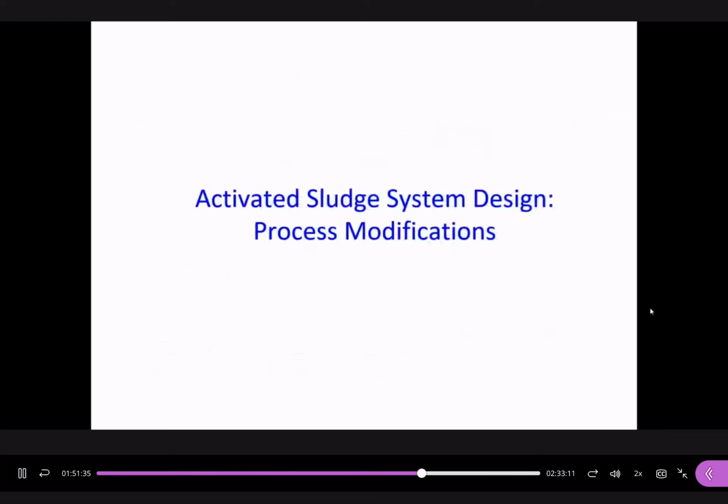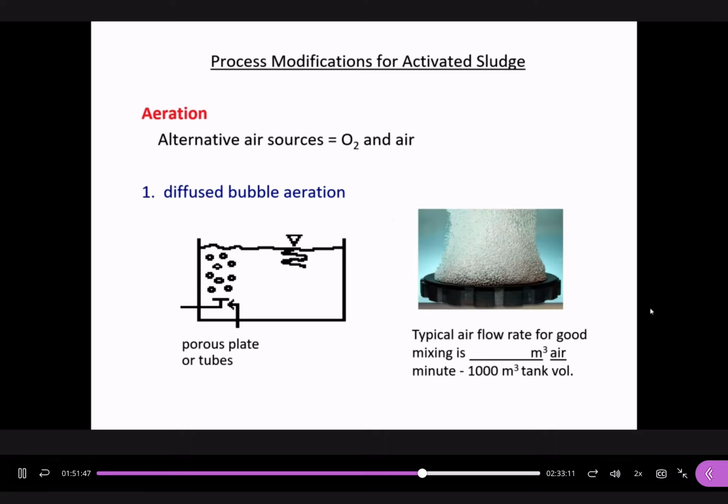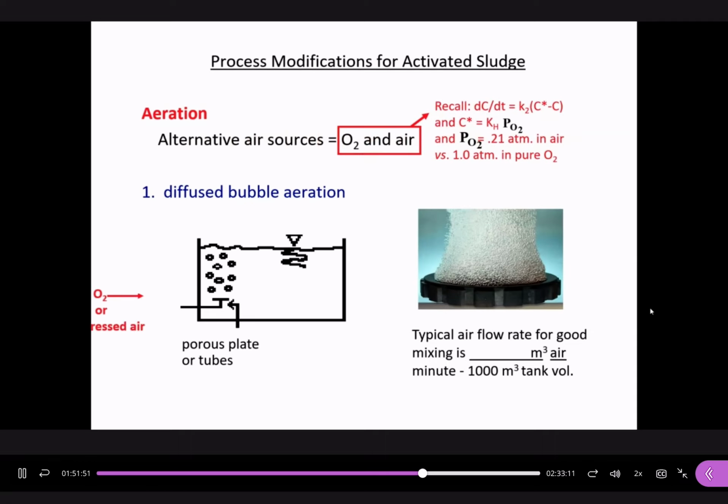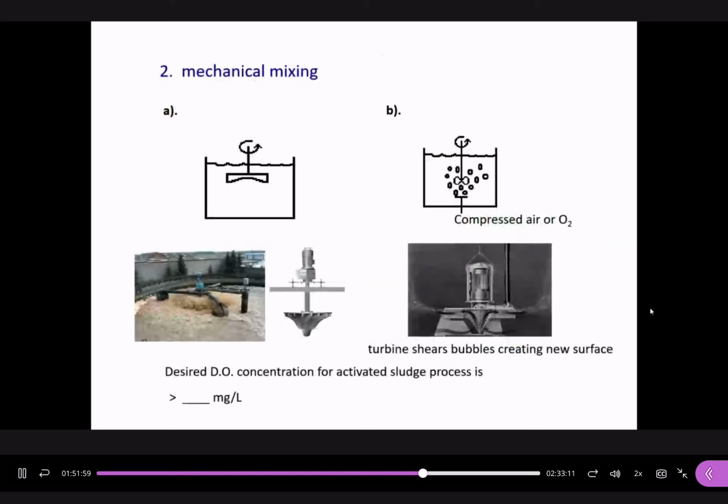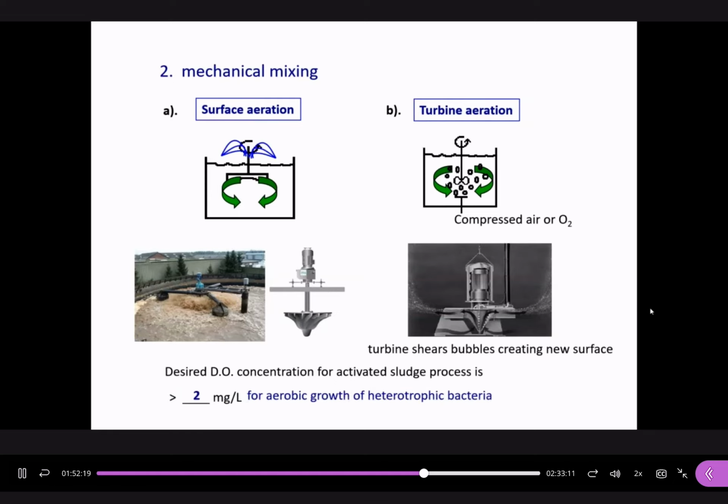All right. So all this process modeling about activated sludge, aeration tank, secondary clarifier, right? And for activated sludge, we could have certain modifications. The first one is aeration. Different bubble aeration, different flow rate, and it could have mechanical mixing, right? Mechanical method to supply oxygen into the liquid. And we have different turbines, surface aeration, turbine aeration, and design DO is 2 milligram per liter.